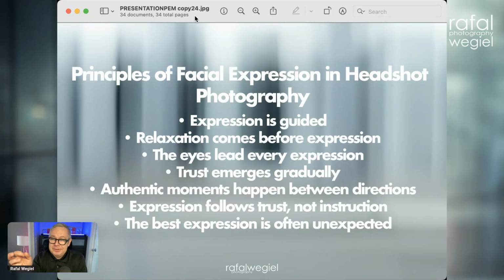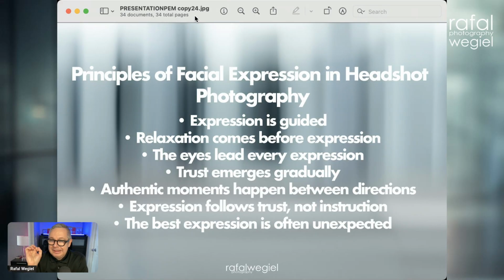Principles of facial expression in headshot photography. Expressions are guided. Of course, it takes time. We need to guide the person. It's a journey we are on, and the subject is with us, and we need to go through all sorts of different things to get where we want to go. Relaxation comes before expression. The more relaxed you are, the better stuff you're going to get.